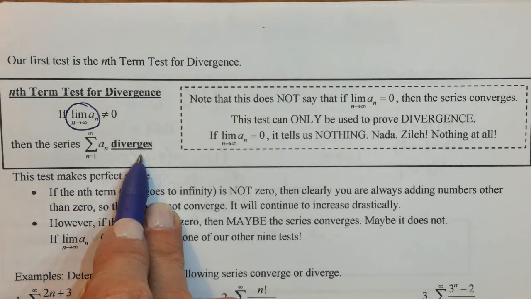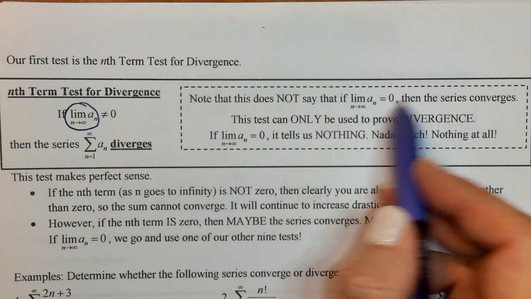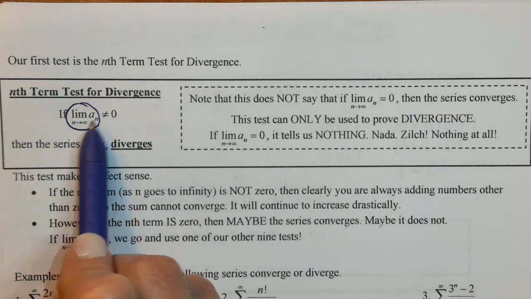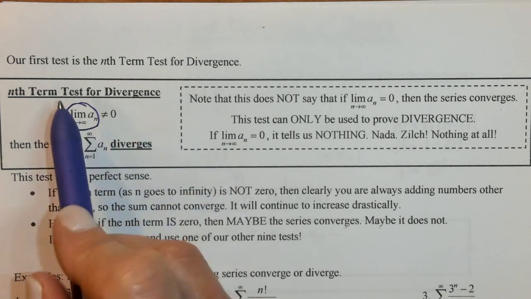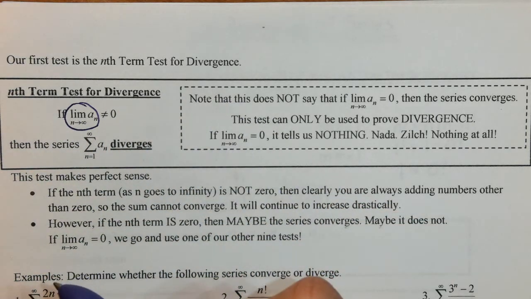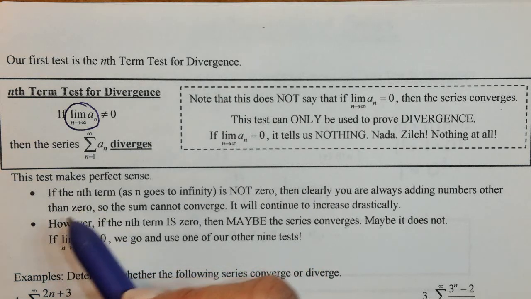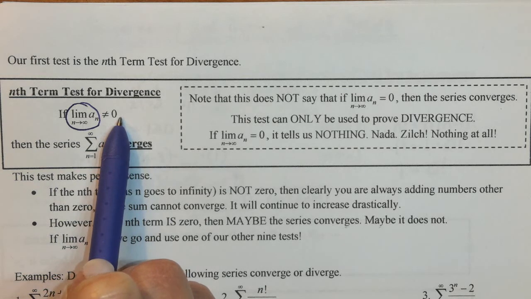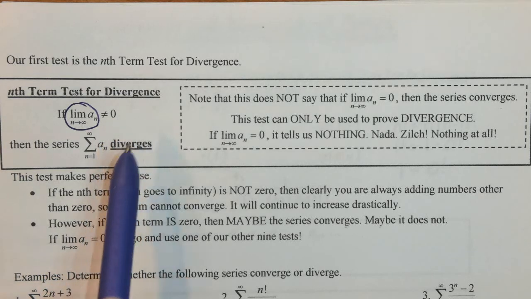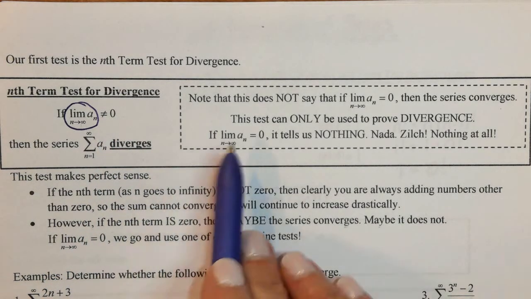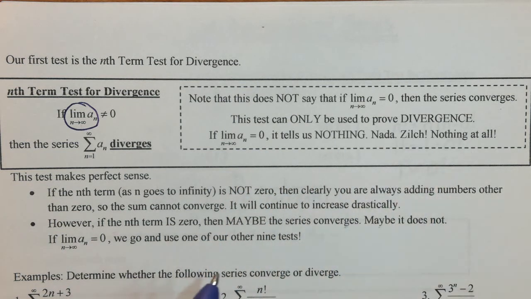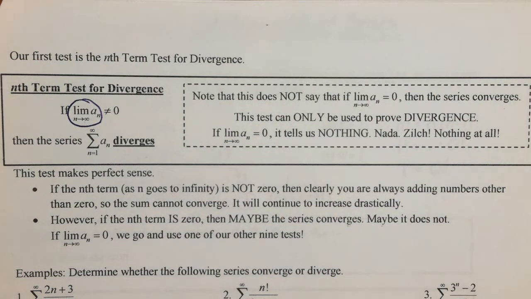Now, that does not mean that if you do get 0, the series converges. That's not true. If the limit is 0, then you go and use one of our other 9 tests that we're going to learn. Okay? Kids really like to say, oh, the limit is 0, it converges. But that's not enough. It's not true. This test can only be used to prove divergence. If the limit is 0, we know nothing. Not a zilch, nothing at all.